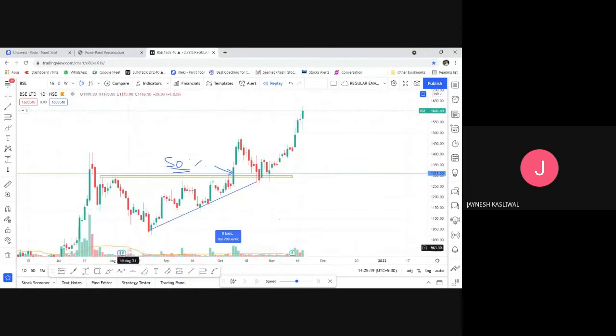Now this is one example that I have explained where the retest was successful, and this is an old retest. Now I will explain one more chart.